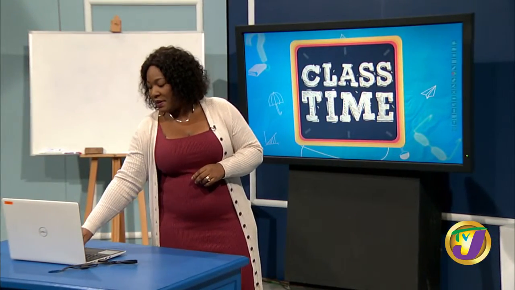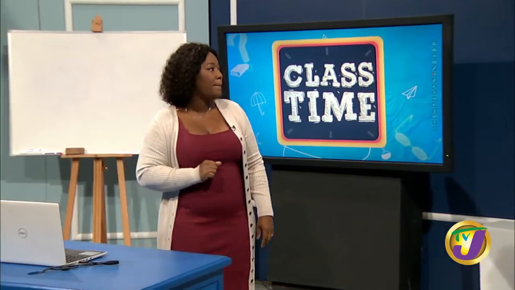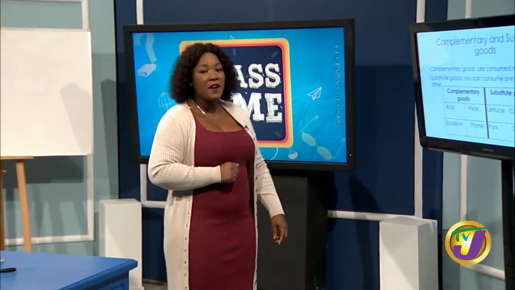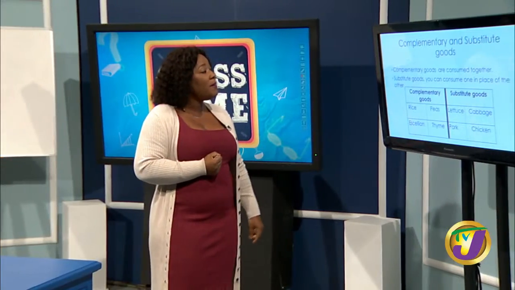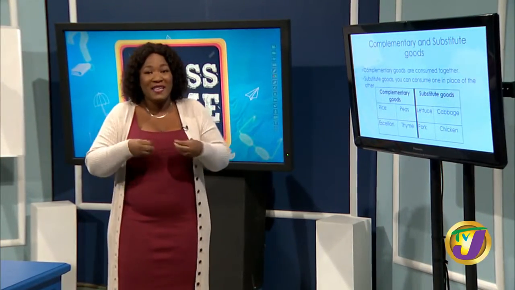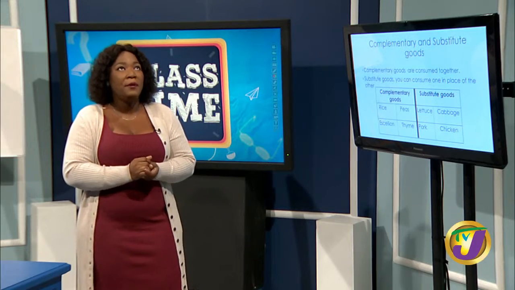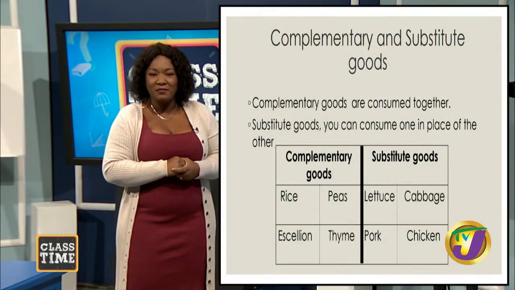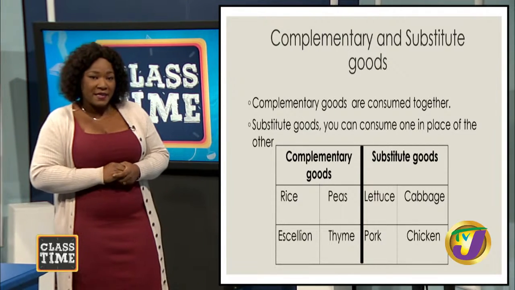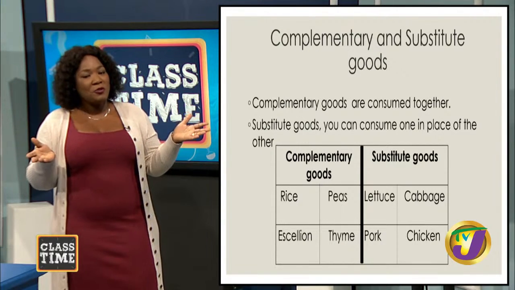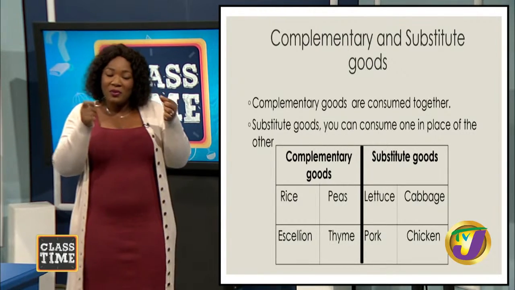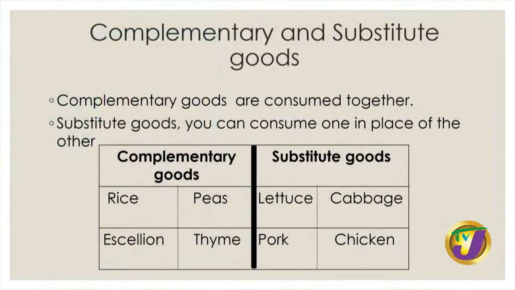Before I break down the table, let's look at two key terms. We have complementary and substitute goods. First, complementary goods. Complementary goods are consumed together. These items are normally utilized together. So for example, we have rice and peas. Those are what we call complementary items. And typically when you go to the shop to buy scallion, they give you a pinch at a time, right? Because those two items are actually complementary.